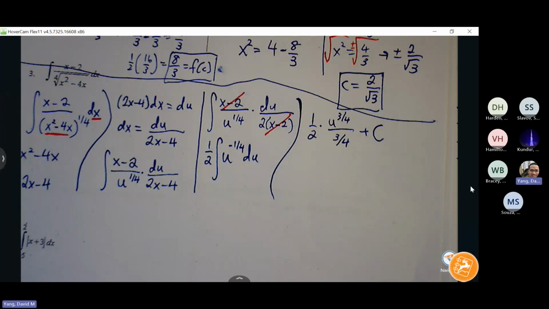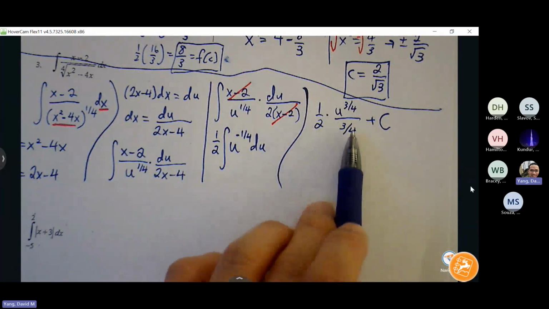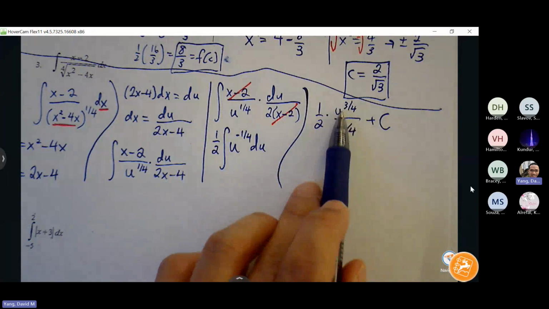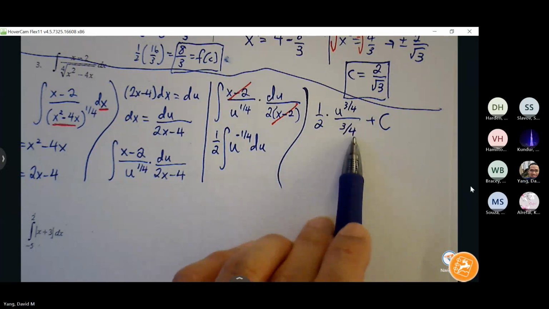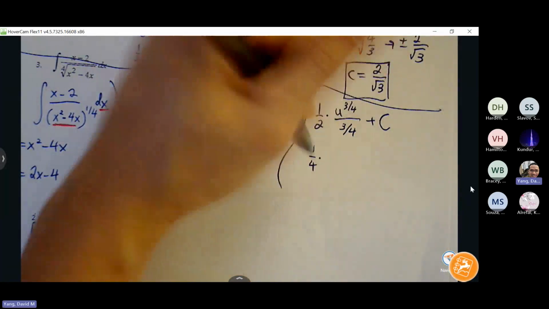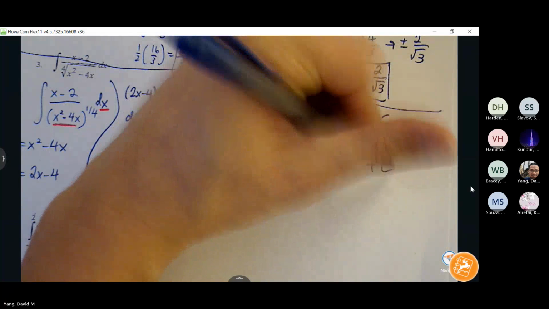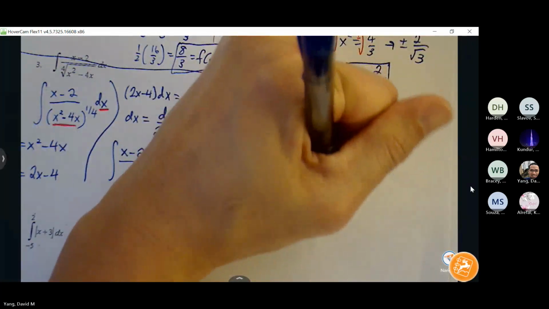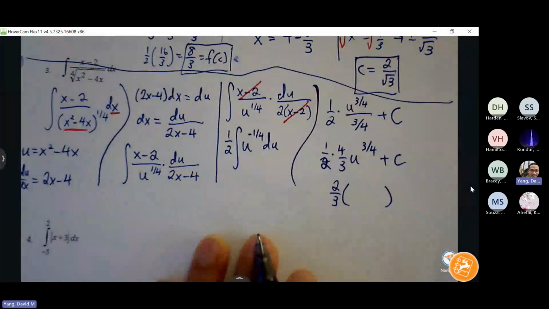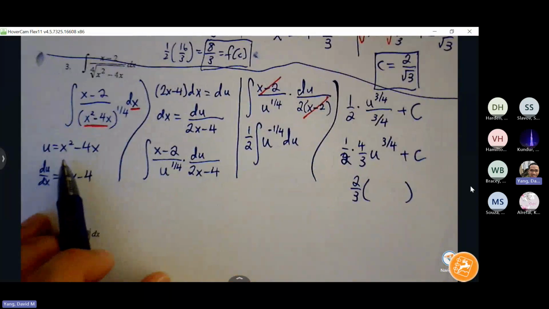I'm going to do things one at a time here. I'm going to try to resolve these messy fractions, and then the u has to go back in terms of x. Dividing by 3/4 is the same thing as multiplying by 4/3. So 4/6 reduces to be 2/3. And x comes back into our answer. Near the end, just make sure that you bring back your x.